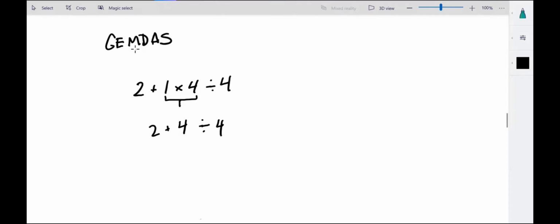Let's go back to GEMDAS. Any more multiplication or division? Yes, there is division. 4 divided by 4 is 1. Carry down everything else. Is there any more multiplication or division? Nope. All I have left is just 2 plus 1. So I just have to add those and get 3. So there we go. There is a relatively basic example of GEMDAS. Let's kick it up a little bit.